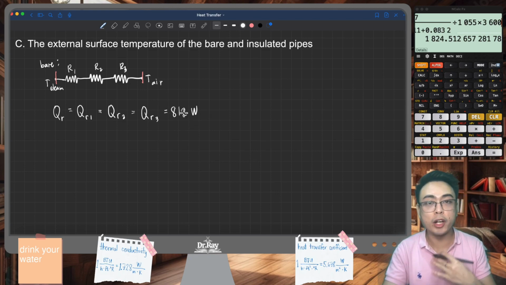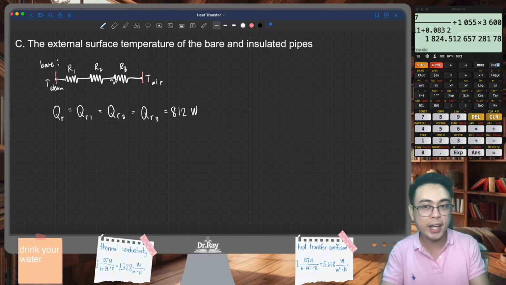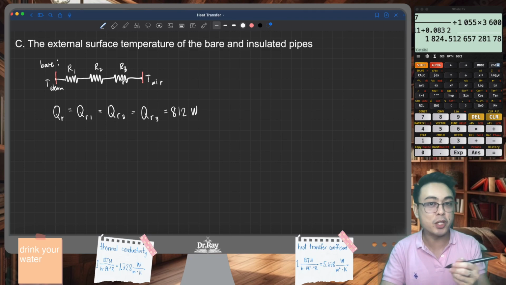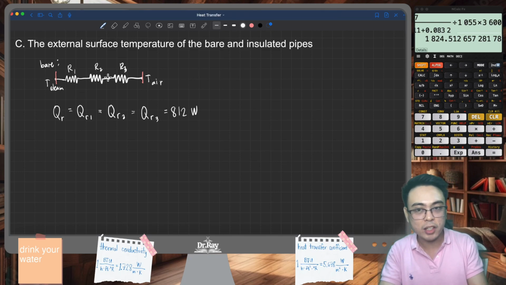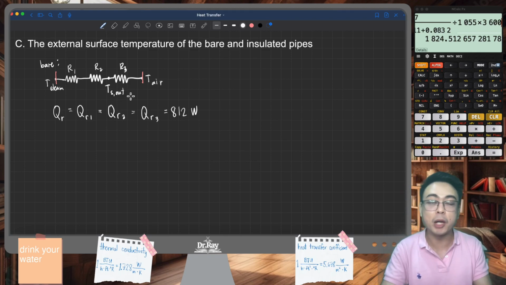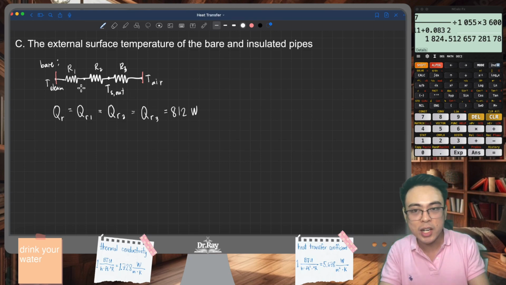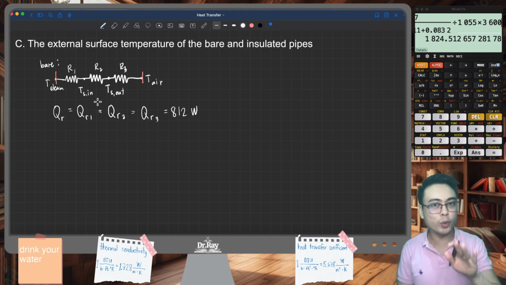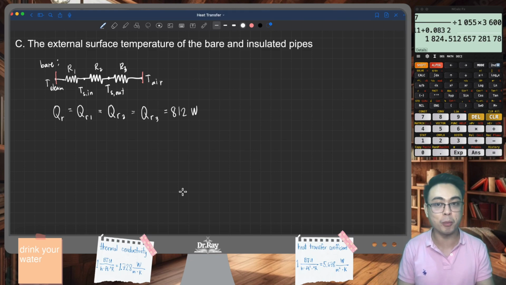So we can use this to our advantage because if we are to calculate the external surface temperature of the bare pipe, we can easily locate that in this equivalent resistance diagram here because the junctions between the resistances are temperature junctions. This point right here is the external surface temperature of the pipe. I'm going to call that TS out for the outer surface temperature. And this point right here is the internal surface temperature of the pipe. But we are not interested in that, right? Because what we are interested in is what we can touch, and that is the external surface of the pipe.